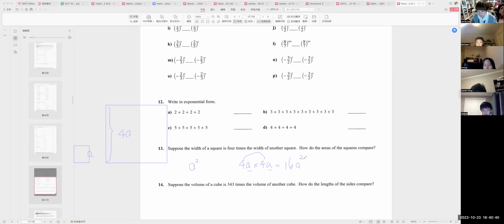A squared. Okay, so we're going to compare it. The smaller one is A squared and the other one is 16A squared. Get it, Michael? It's not 4A squared, okay? 16A squared. Good job.